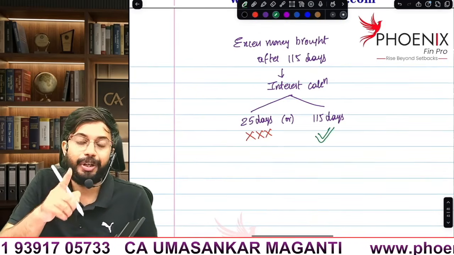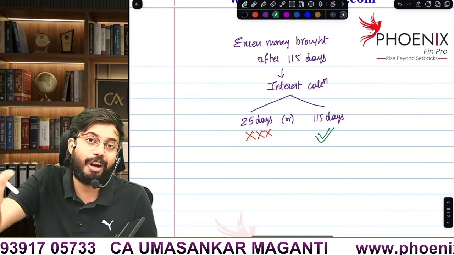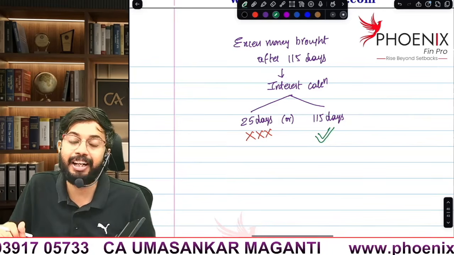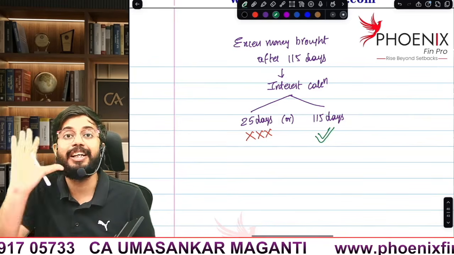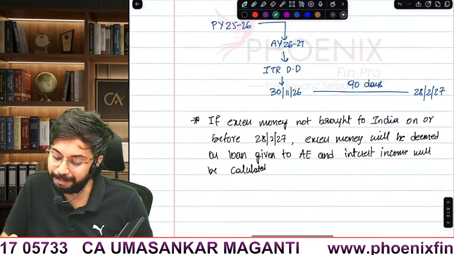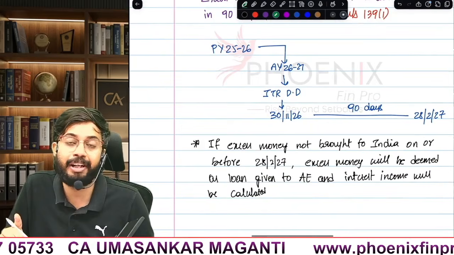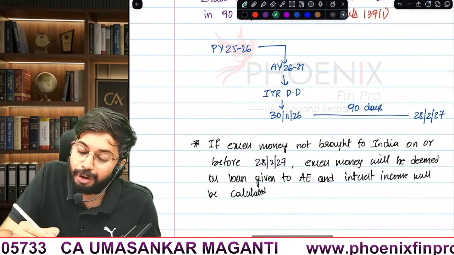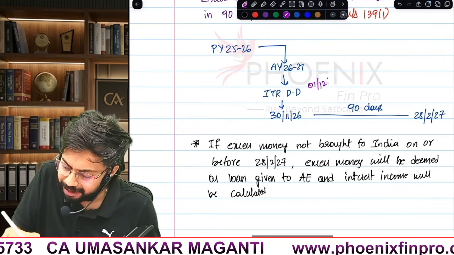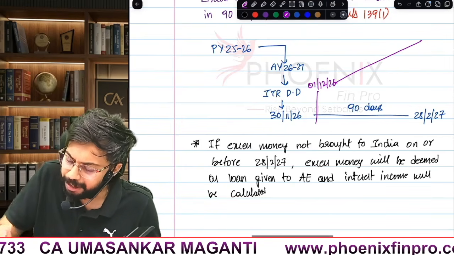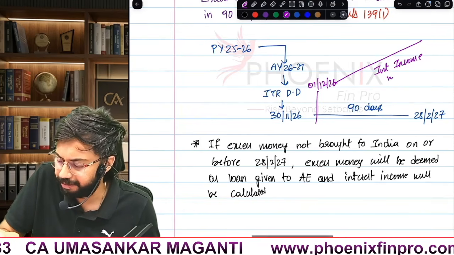That means you have to bring excess money to India within 90 days. If you do not, then immediately after the ITR due date, from that date onwards, interest income will be calculated. That means you have to bring excess money on or before 28th February 2027. If you do not bring it, starting from 1st December 2026, interest income will be calculated. Are you able to understand?